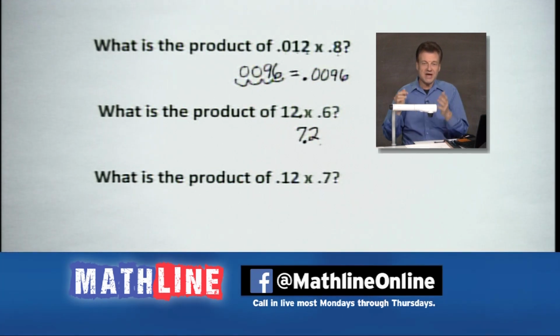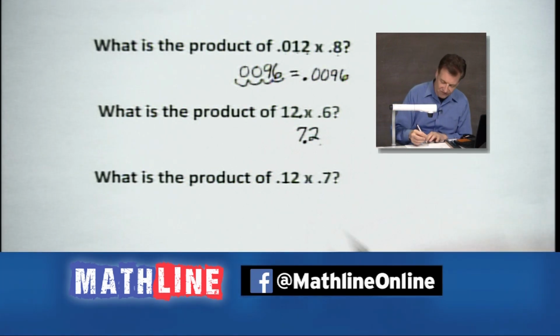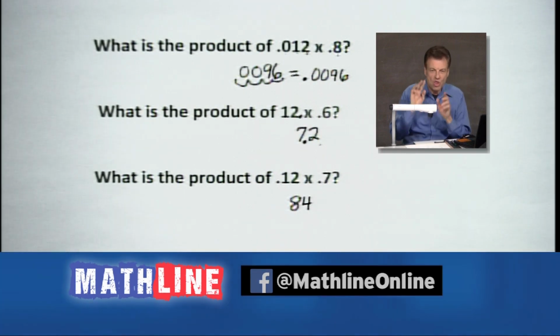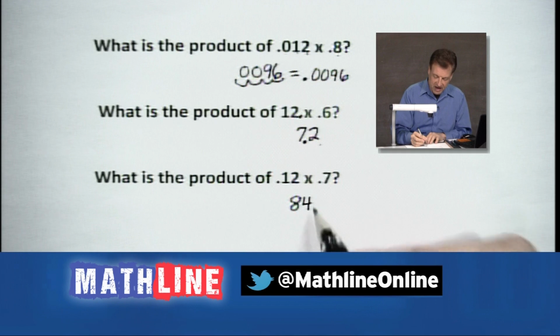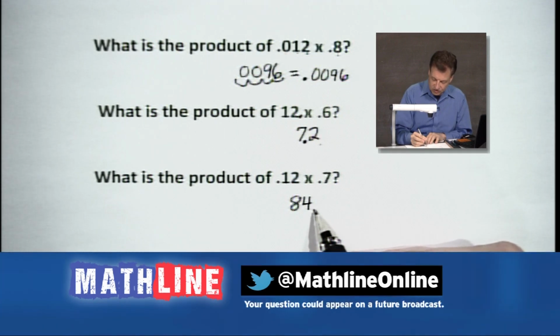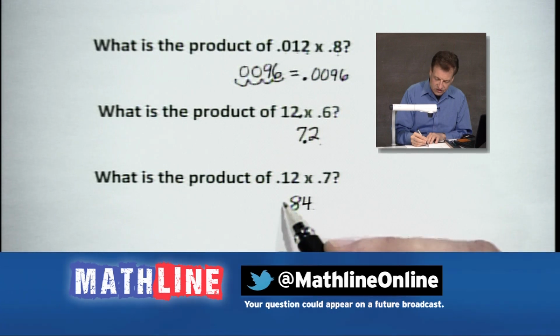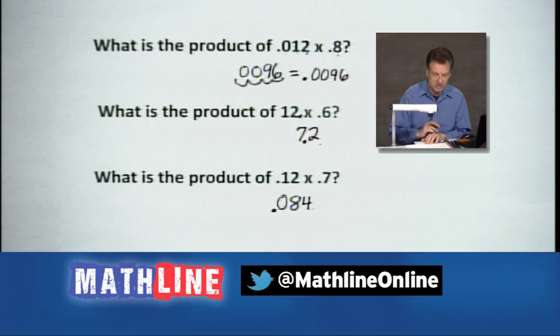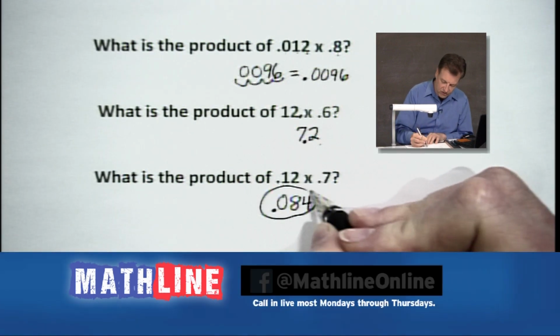How about our last one here? 12 times 7 is the first thing we want to talk about. 84. And count your decimal places. 1, 2, 3. So we've got to start with the 4 here. To the right of the 4, we're going to move it 1, 2, and 1 more. So we are going to end up with a 0 in front of that, and there's your final decimal place. So those are your answers.